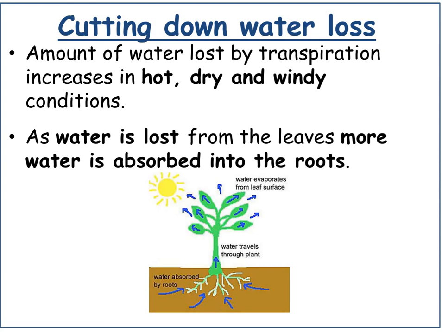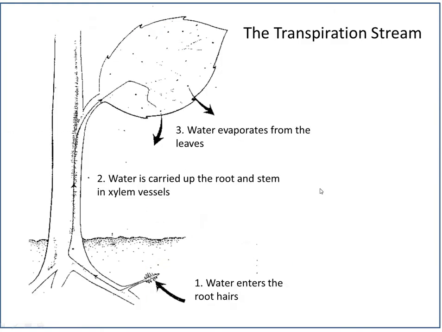So as water is lost from the leaves, water is then pulled up the xylem to replace that water lost, and to replace the water lost in the stem, more water is taken up through the roots, and so on. That is called the transpiration stream. It's a continuous process: water evaporates from the leaf, water then replaces it, carried up from the roots, into the stem, in the xylem vessels, and then to replace that water loss, water enters the root hairs in the roots.